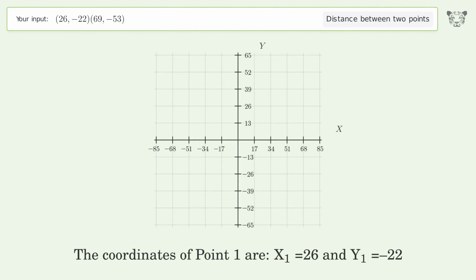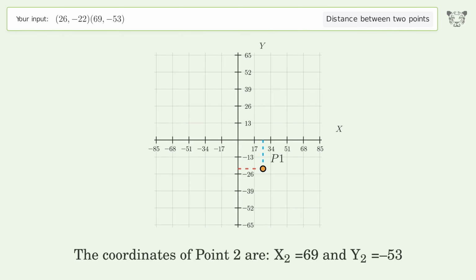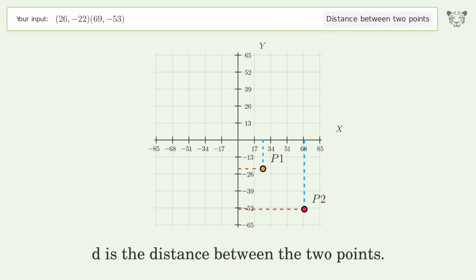The coordinates of point 1 are x1 equals 26 and y1 equals negative 22. The coordinates of point 2 are x2 equals 69 and y2 equals negative 53. D is the distance between the 2 points.